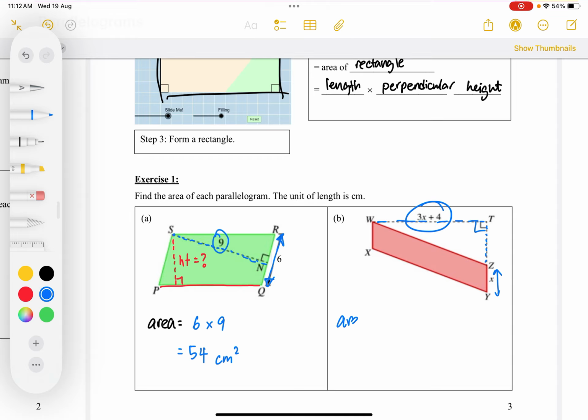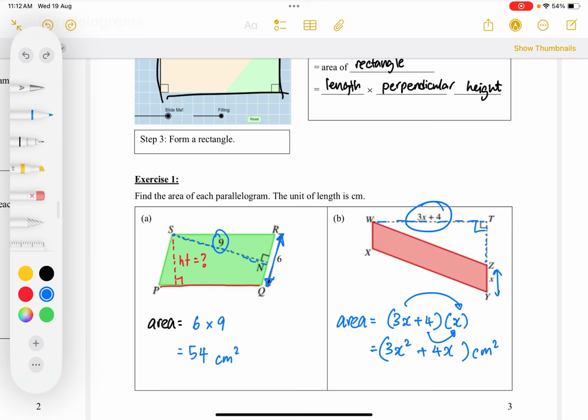Therefore, the area is simply 3x plus 4 multiplied by x. You do your expansion, so 3x multiplied by x gives us 3x squared. 4 multiplied by x gives us 4x. So all these in square centimeters. Move on to the next exercise.